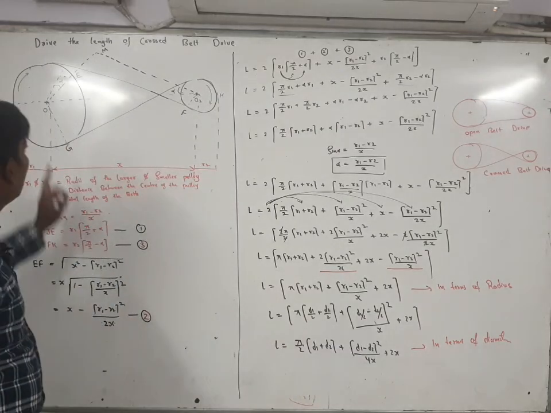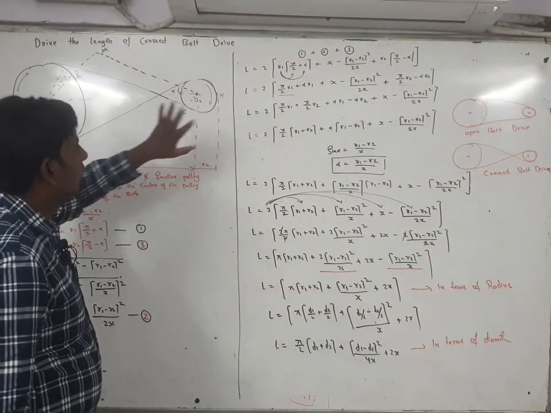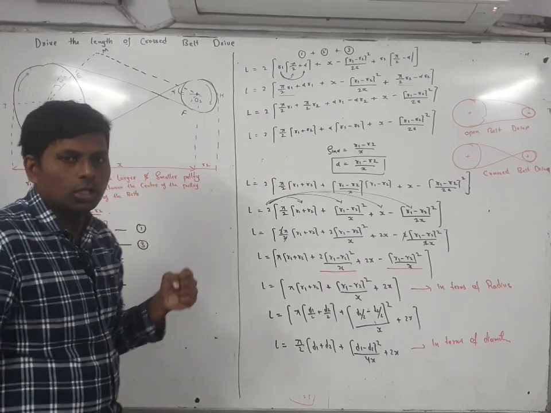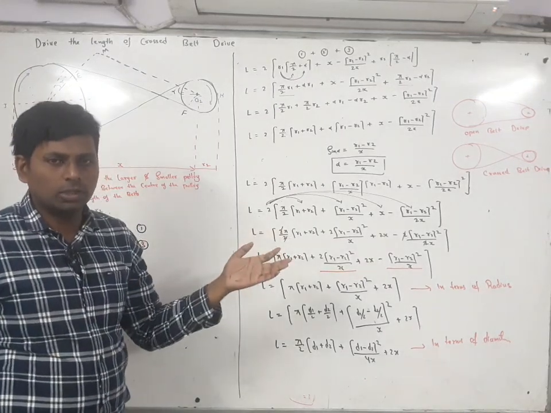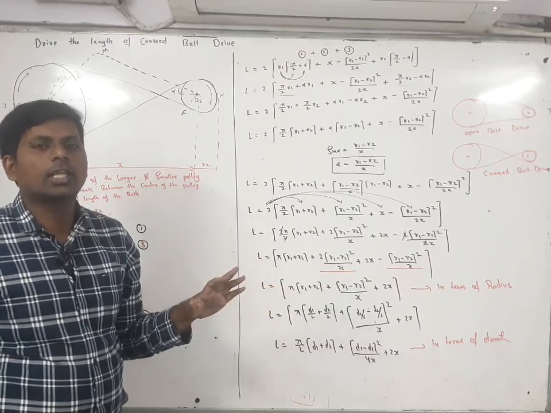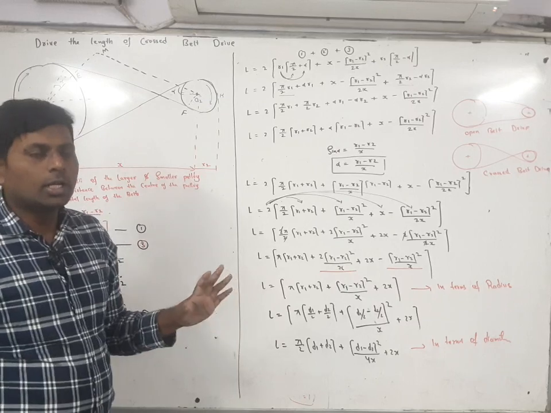As you can see here, derive the length of a cross belt drive. First you have to write the theory. The same theory you can write as in the open belt drive. Same theory is there, only the difference is in the diagram. What is the difference in the diagram?